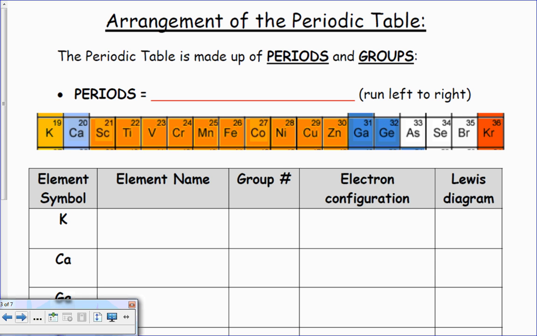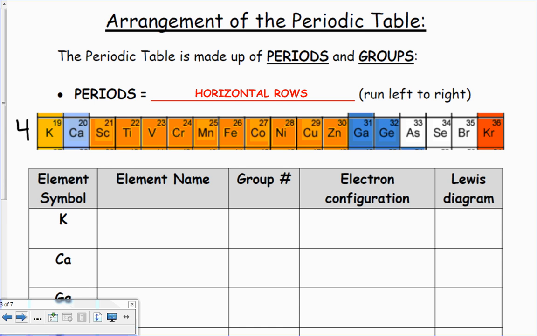All right, so the arrangement of the periodic table. Let's start first going across. These horizontal rows are called periods as I go from left to right. And you can see here that this is the fourth period, period number 4 in our reference table. And as we go across, here are the elements.